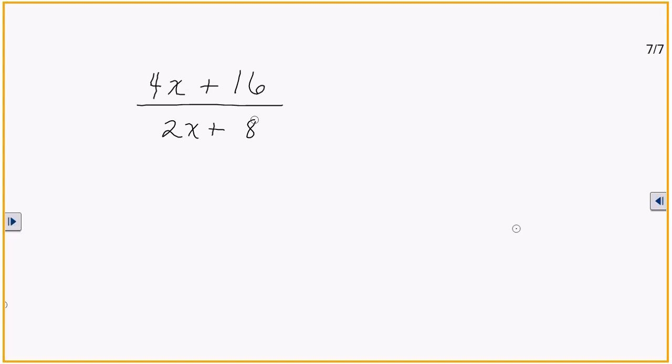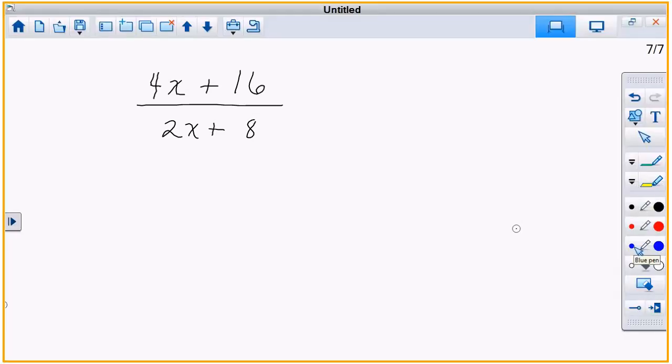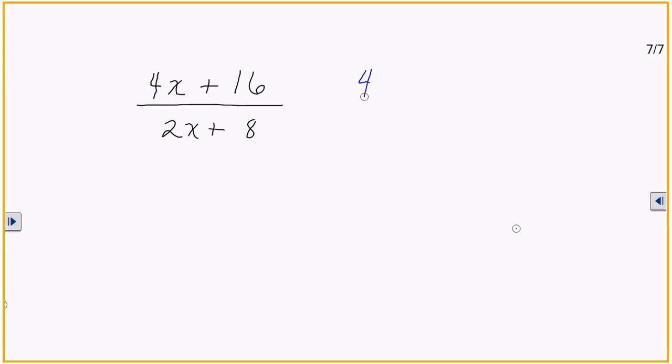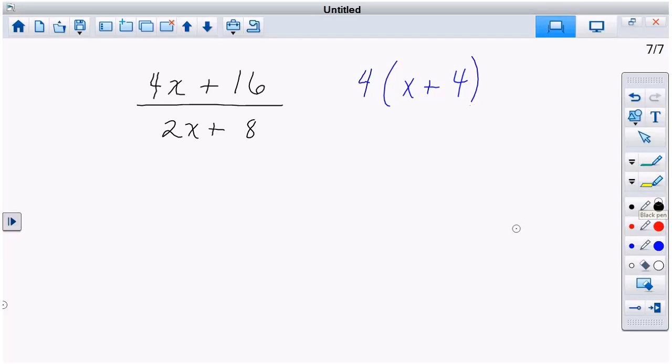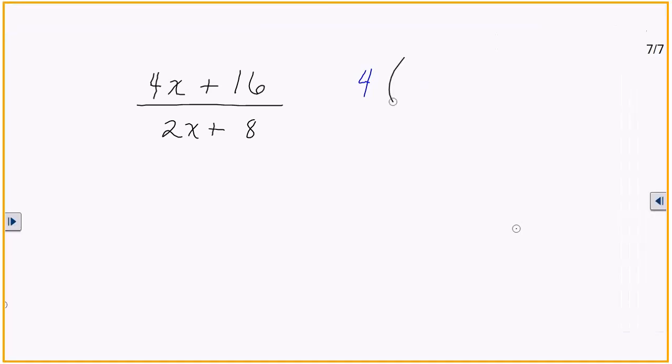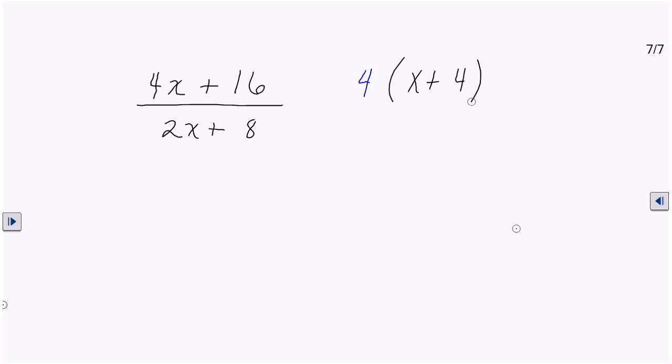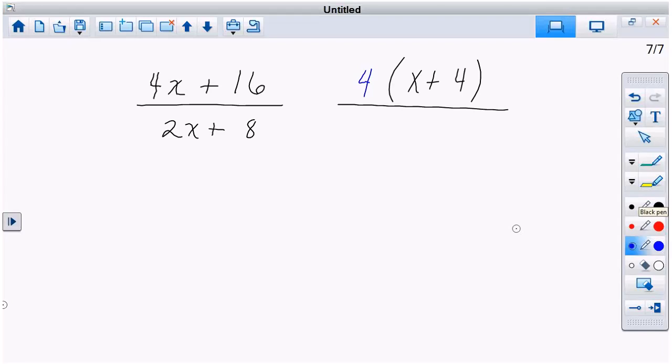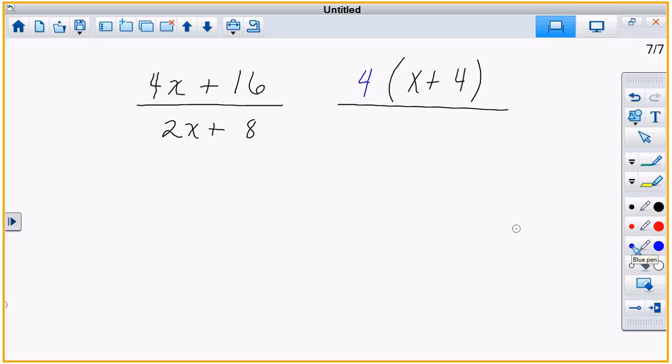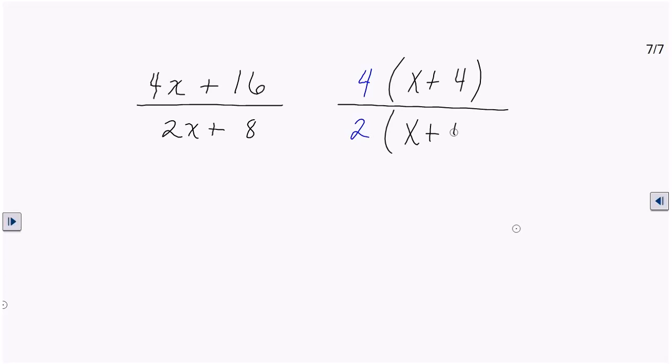Okay, how'd you do? Well, let's go ahead and factor out a 4 on the top, and I'm going to use a blue marker because I'm pulling that tablecloth out from the table or the plate, and the plate falls down, and I get x plus what? 4. The blue is pulling the tablecloth out. That gives x plus 4. And I'm going to pull the tablecloth out of the bottom. And what's in common with 2 and 8? A 2. And that leaves me with x plus what? 4.